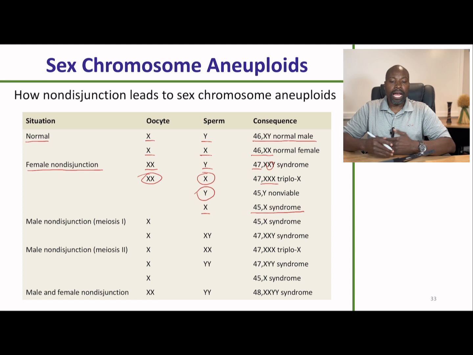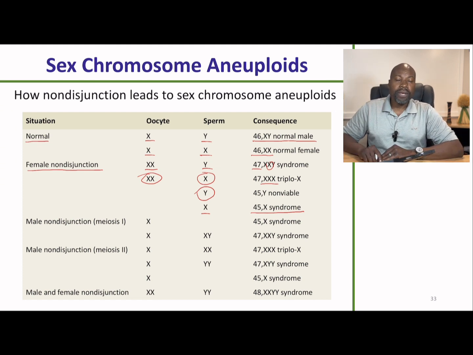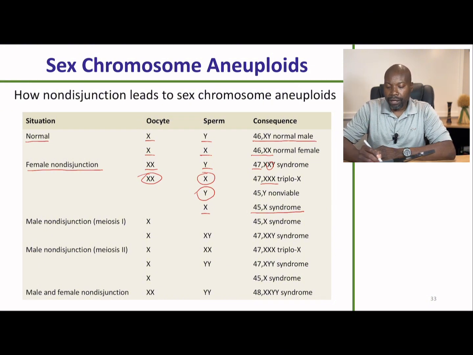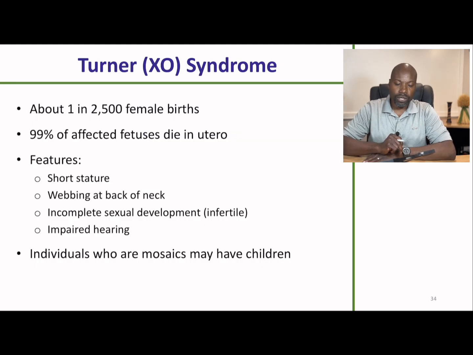So non-disjunction can occur at different stages of meiosis, right? So now let's jump right here. Some individuals can be XXY, just like we saw here. Some individuals can be triple X, XYY, only X alone, and XXYY. Okay, so we are going to address different syndromes here.